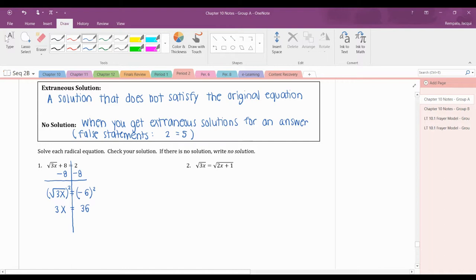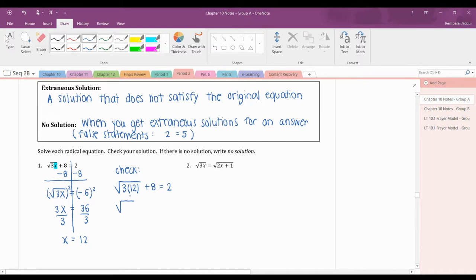When we then divide to get that 3 away from the x, we get a value of x to be 12. But before I just circle that and go on my way, I am checking my solution. In this problem, I see an x one time. I'm going to substitute 12 into that x. So we'll have 3 times 12 under the square root, and I want to add 8. My goal is to have it equal 2.